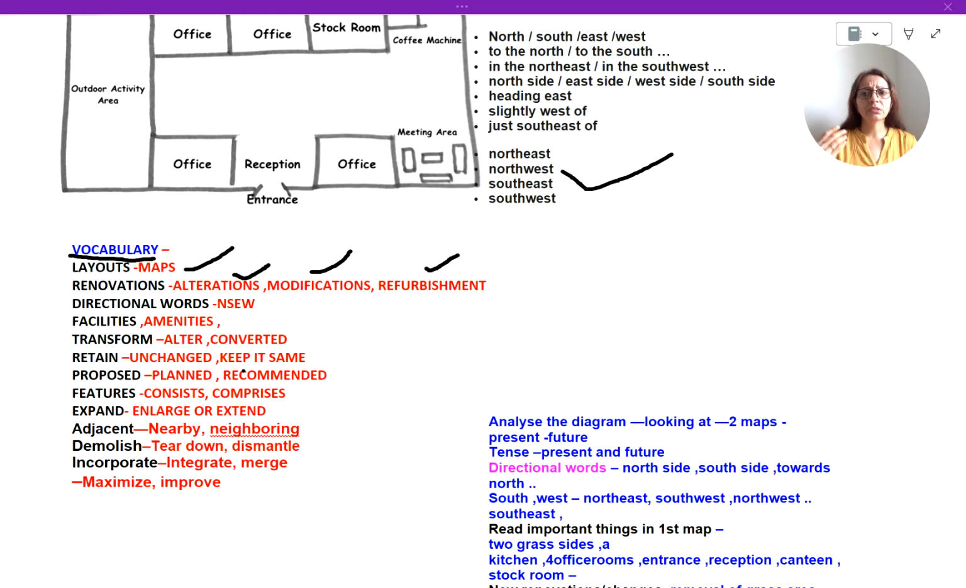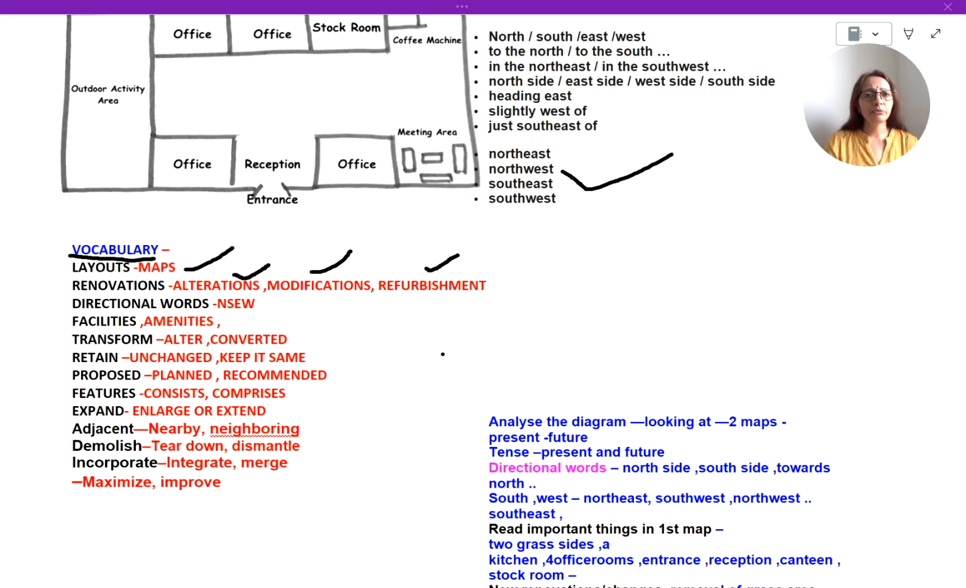Retain, unchanged, keep it the same. If we are writing in past tense, suppose a 1960 map is there and a present map, then the whole first body paragraph will be about past tense. Then you can change verbs accordingly. Features: consist, comprises; expand, enlarge or extend; adjacent, nearby or neighboring. Demolish means tear down, dismantle or destroy. Incorporate, integrate or merge; maximize, improve or growth.